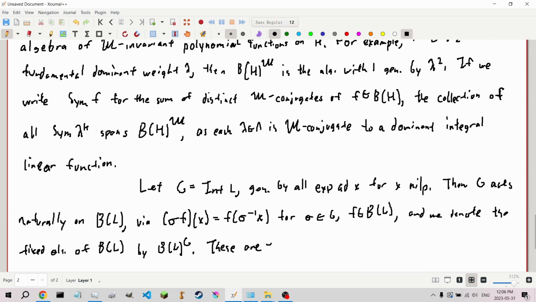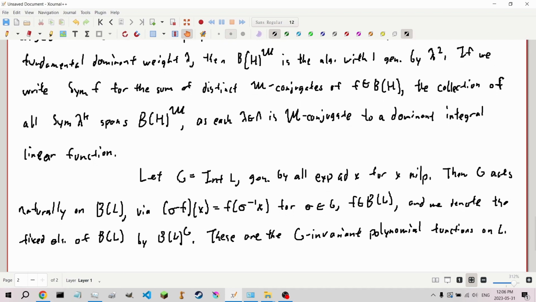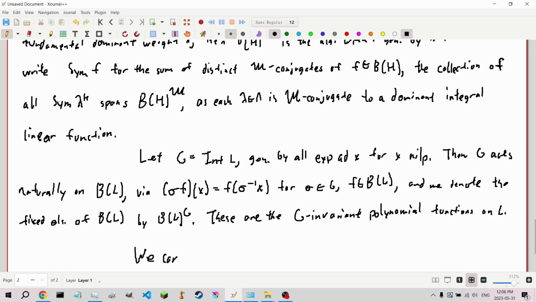These are the inner automorphism invariant polynomial functions on L. Now, we can construct some inner automorphism invariant polynomial functions by representation theory. As follows.